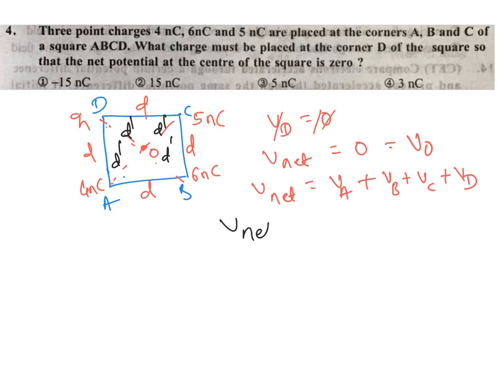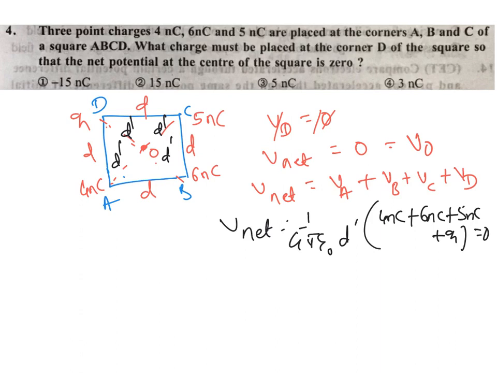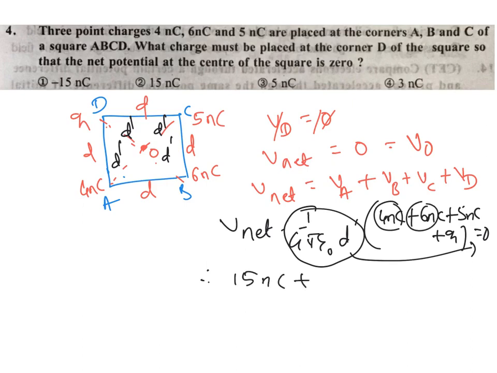So V net must be equal to 1 by 4 pi epsilon naught into d dash, which is common, times the charges: 4 nanocoulomb plus 6 nanocoulomb plus 5 nanocoulomb plus Q. That must be equal to 0. If I take 1 by 4 pi epsilon naught d dash to the right hand side, it will be 0. So 4 plus 6 is 10 plus 5 is 15. 15 nanocoulomb plus Q must be equal to 0. It implies Q must be equal to minus 15 nanocoulomb. So option 1 is the right answer for this question.